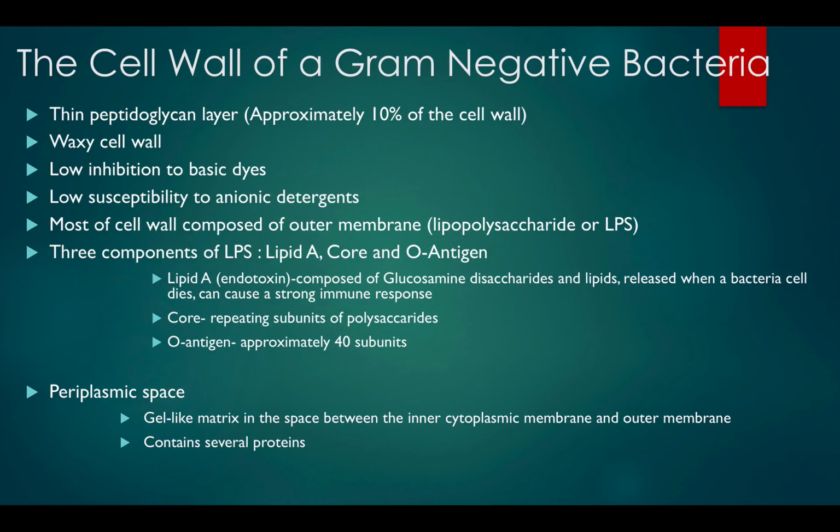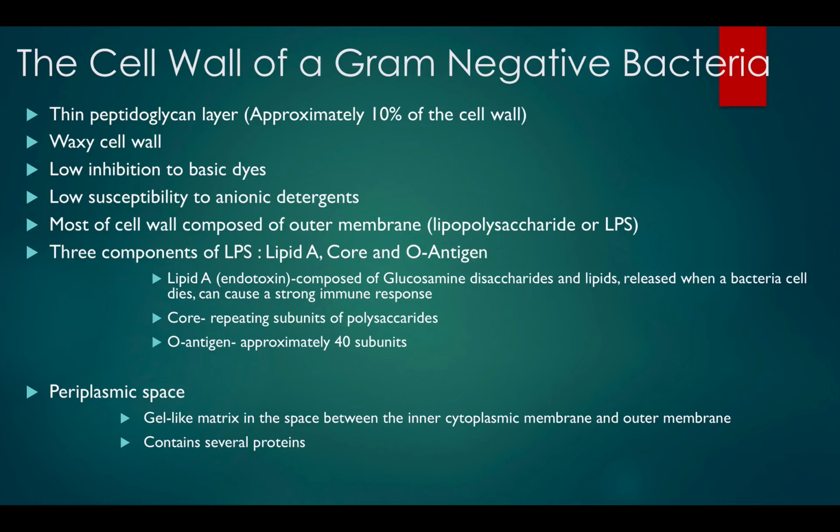Most of the cell wall is composed of an outer membrane with a structure called lipopolysaccharides, also known as LPS. The LPS is made up of three components: lipid A, core polysaccharides, and O antigen polysaccharides. Lipid A is a type of endotoxin that is composed of glucosamine disaccharides and lipids.